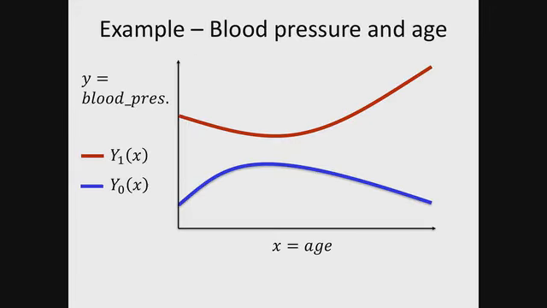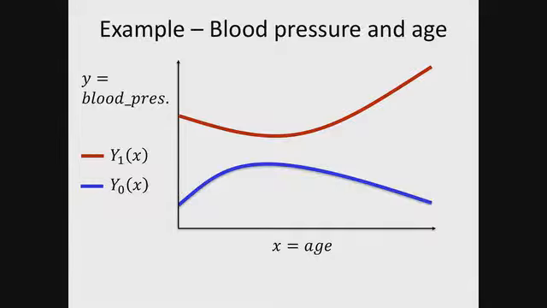So let's look at a very simple example. Here, individuals are characterized by just one feature, their age. And these two curves that I'm showing you are the potential outcomes of what would happen to this individual's blood pressure if you gave them treatment 0, which is the blue curve, versus treatment 1, which is the red curve.